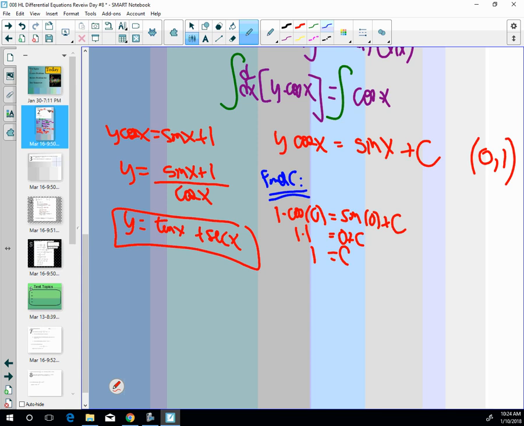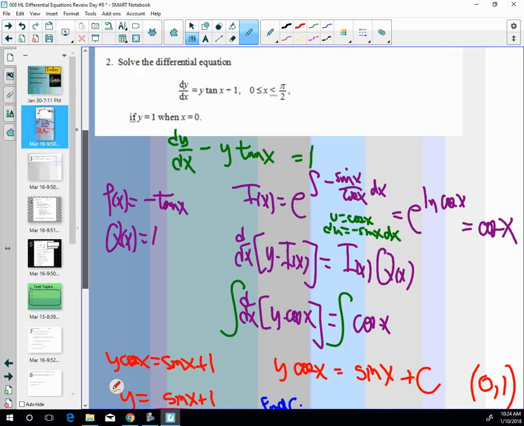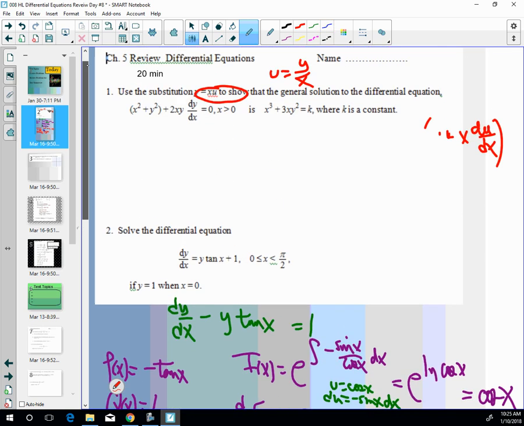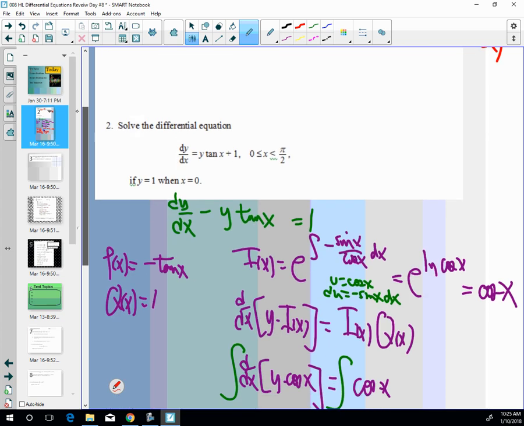Oh, I'll tell you on the test, but this told you here to use the homogeneous substitution, and then this one I would tell you is integrating factor.